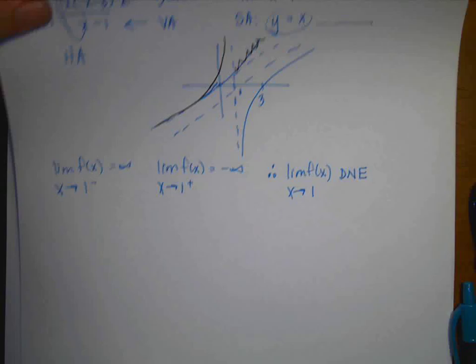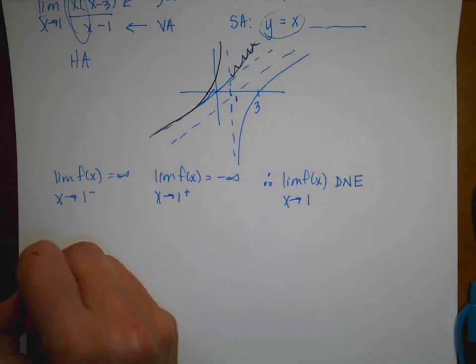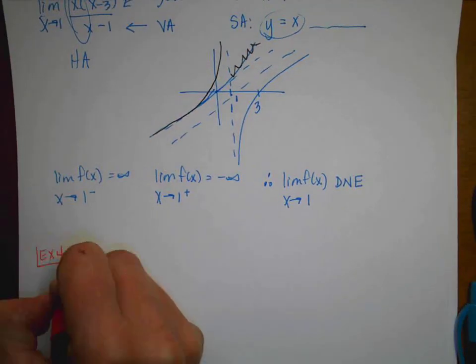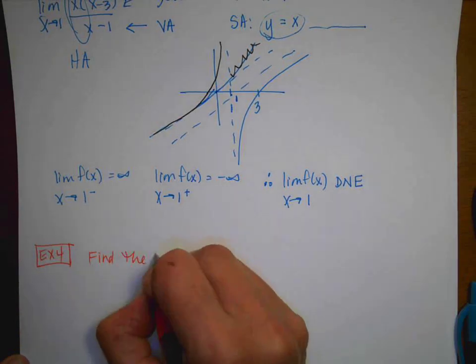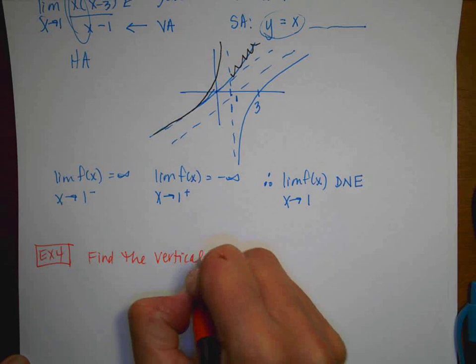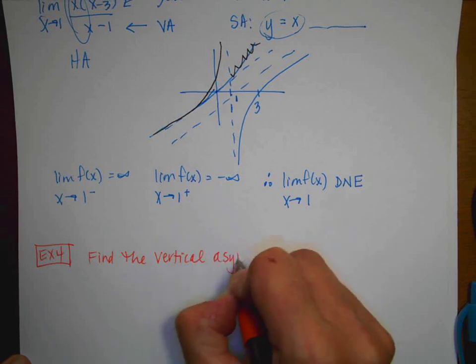Alrighty, so let's move and do our next example. So we're going to do example 4. And it says, find the vertical asymptote.